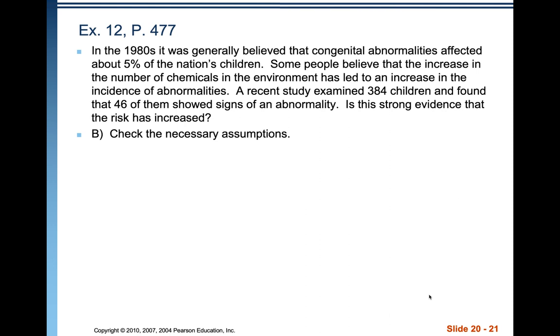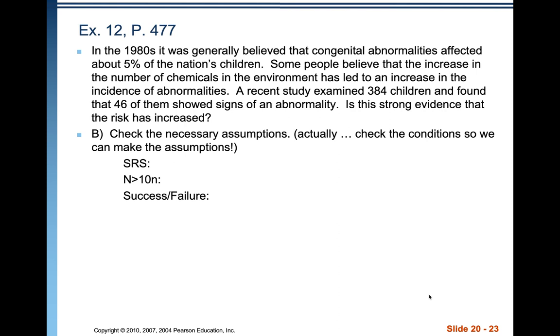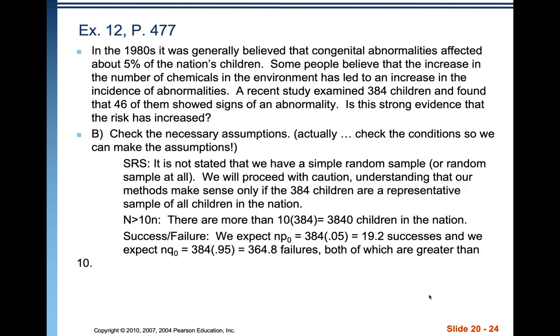Our alternative is that the proportion is greater than 0.05. All right, we need to check the necessary assumptions, or actually check the conditions before we make the assumptions. All right, so three things. The simple random sample, is the population at least 10 times as large as the sample, or the 10% rule. We reverse how we talk about it. 10%, the sample isn't more than 10% of the population. That's equivalent to saying the population is at least 10 times as large as the sample. And then the success failure condition.